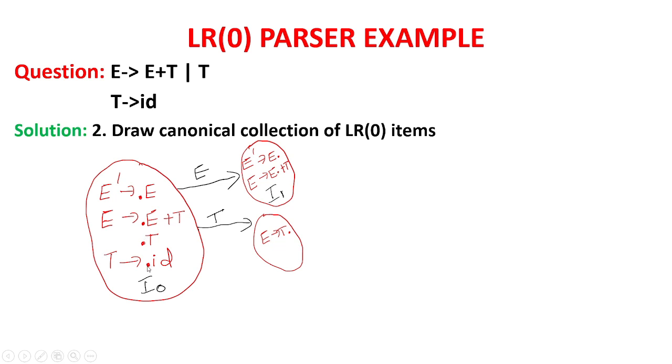Now in the fourth production we have to expose this ID. So write whatever you are exposing, that will come over here. Okay, so now we are exposing the ID. So this we can call it as I2. So how to expose the ID? T goes to ID dot. So dot will come after ID. So now we have exposed all the non-terminals or terminals which were there after dot in I0. Okay, so now we have to do the same thing in I1, I2, and this is I3.